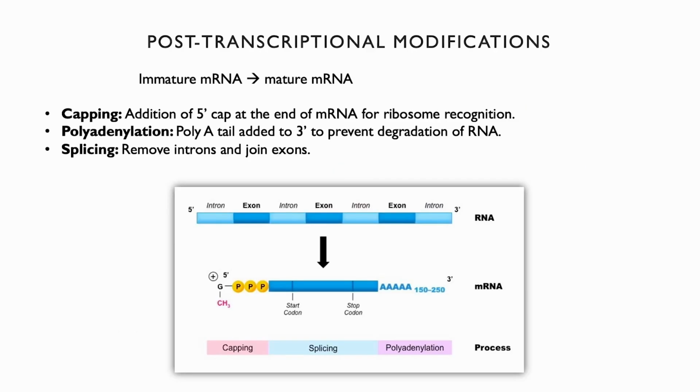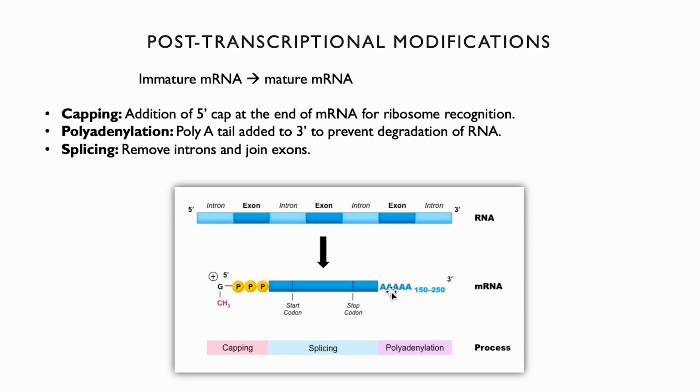Here we are going to see some of these post-transcriptional modifications, in which the immature messenger RNA is converted into a mature messenger RNA. There are different processes like capping, which is the addition of a 5' cap at the end of the messenger RNA, and this is important for ribosome recognition. Ribosomes will know that they have to bind here and start reading when they recognize this 5' cap.